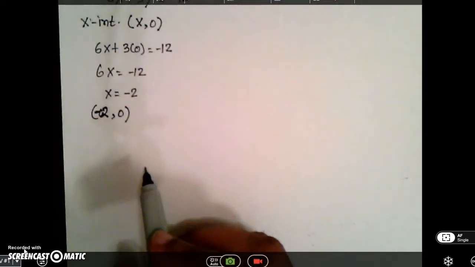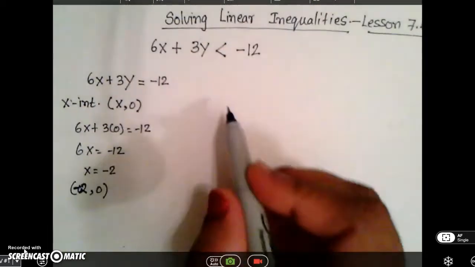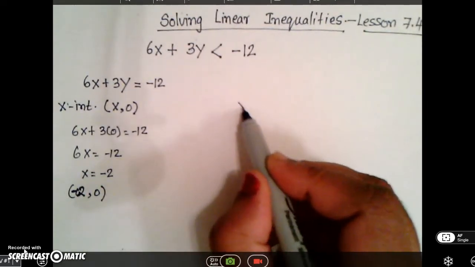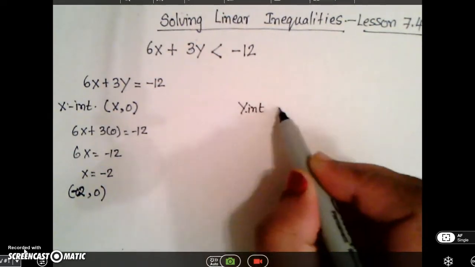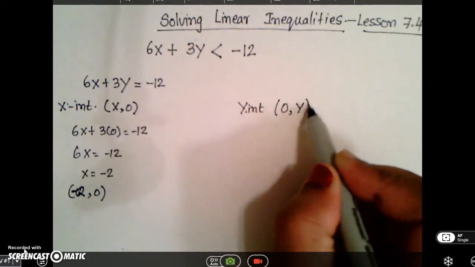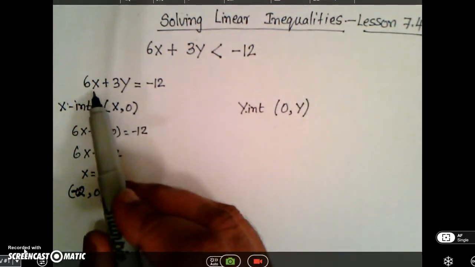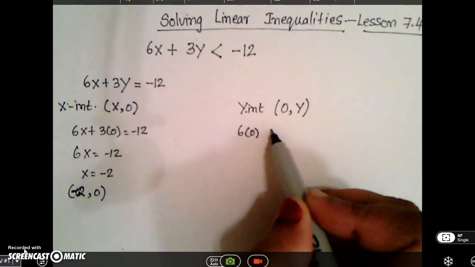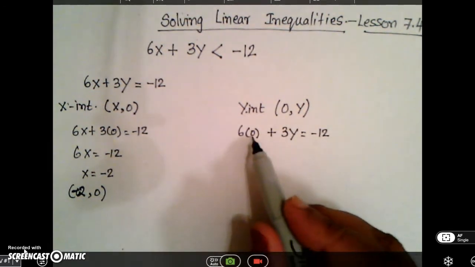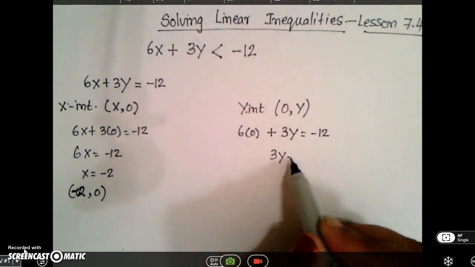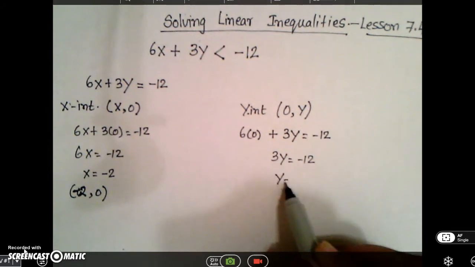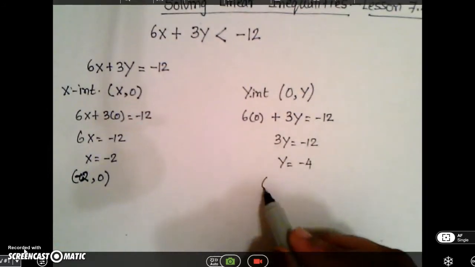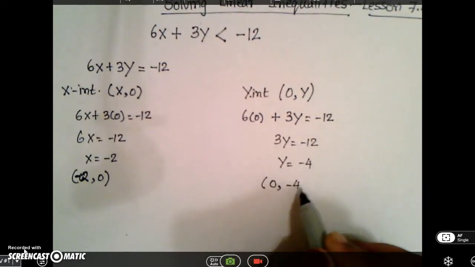And my y-intercept is a point 0 comma y. That means my x is 0 for my y-intercept. So I'm going to plug in the value of x as 0: 0 plus 3y equal to negative 12. This thing goes away. I have 3y is negative 12, or y is negative 4. So my y-intercept is 0 comma negative 4.